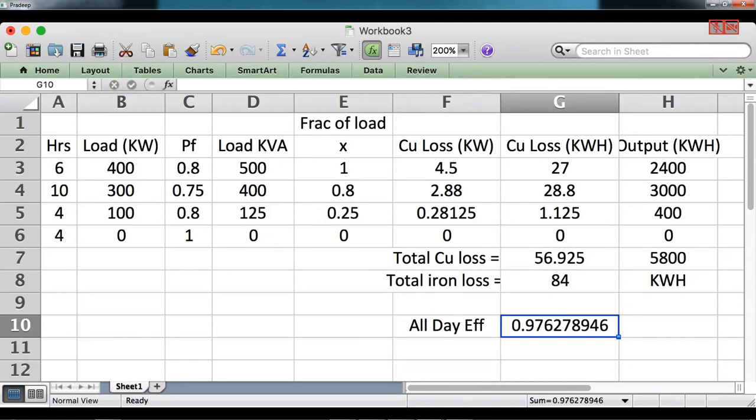So this way we can calculate the all day efficiency. Because we are running out of time, I solved it very quickly, but then if you look at this sheet slowly, if you go through it, you will also get the idea how to do it. So this is the concept of all day efficiency.